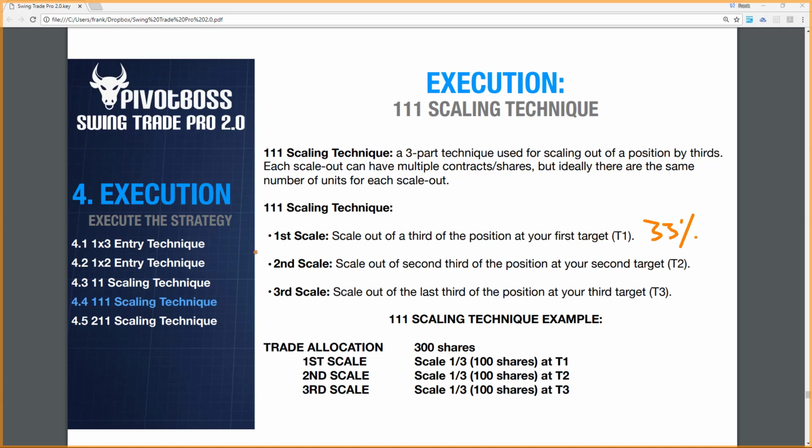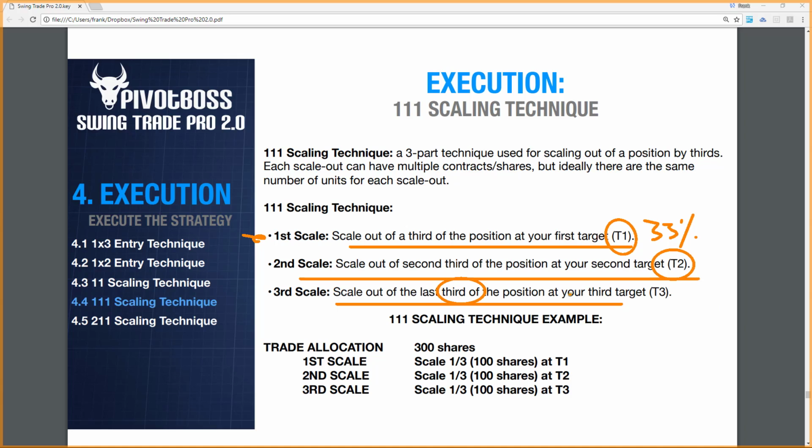So the first scale would be a third of your position at your T1 target. The second scale would be a third at your T2 target, and the third scale would be a third at your T3 target. So it looks something like this. Say you're long 300 shares of some stock or ETF. The first 100 shares would come off at T1, the second 100 shares would come off at T2, and the third 100 shares would come off at T3. And that's very straightforward. Let's take a look at an example.